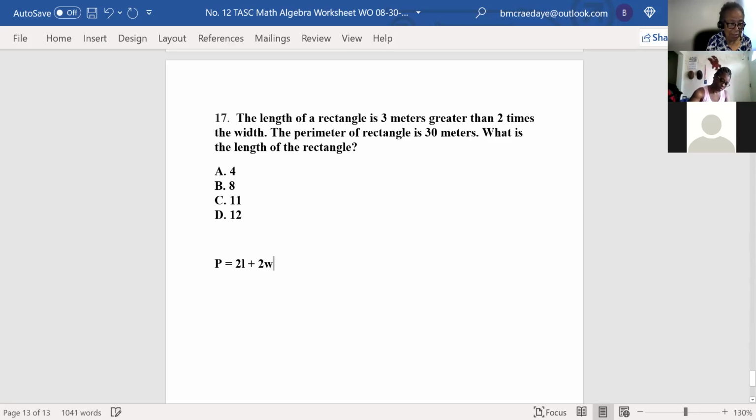Because remember, a rectangle has length and width. It's four sides. So perimeter is two lengths plus two widths. Okay, let me write it here. So perimeter equal to two length plus two width, right? That's right. Okay, so length is 3 meters greater than 2 times the width. How would you translate this to the math?